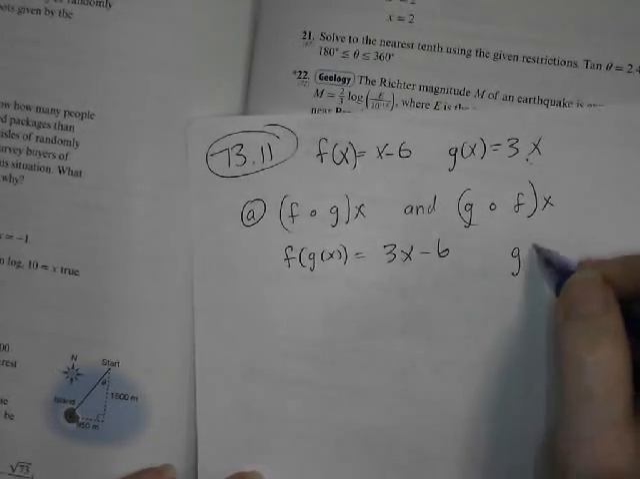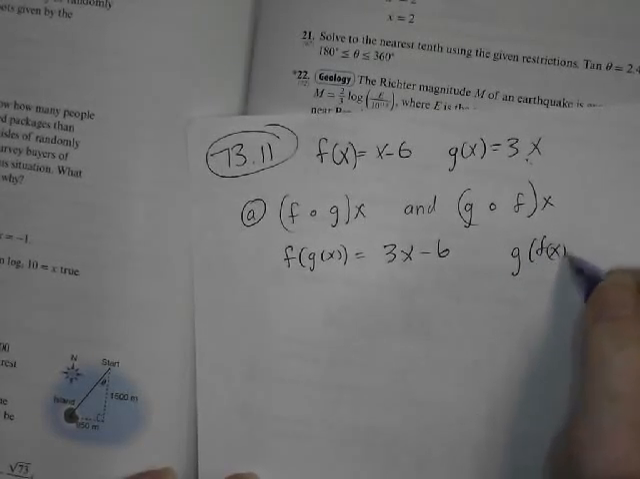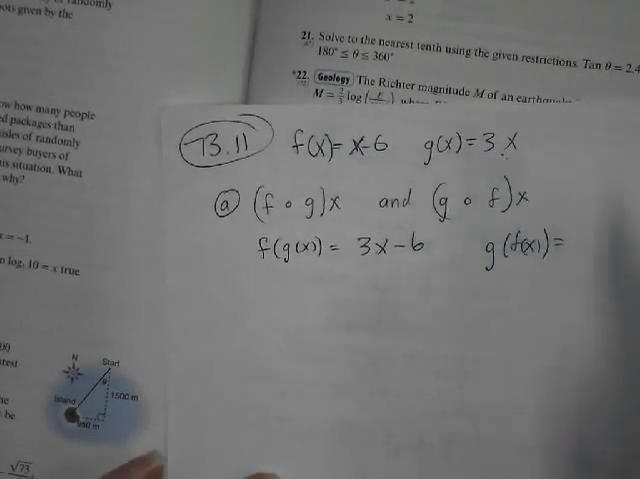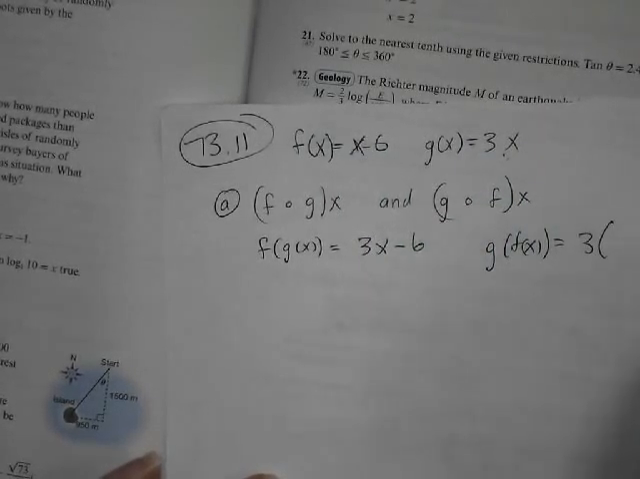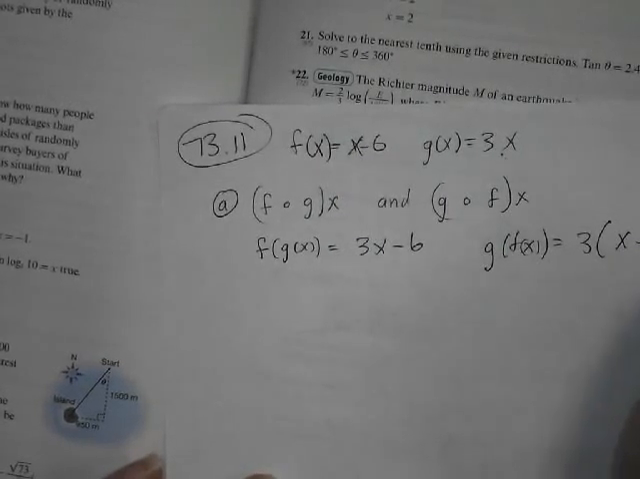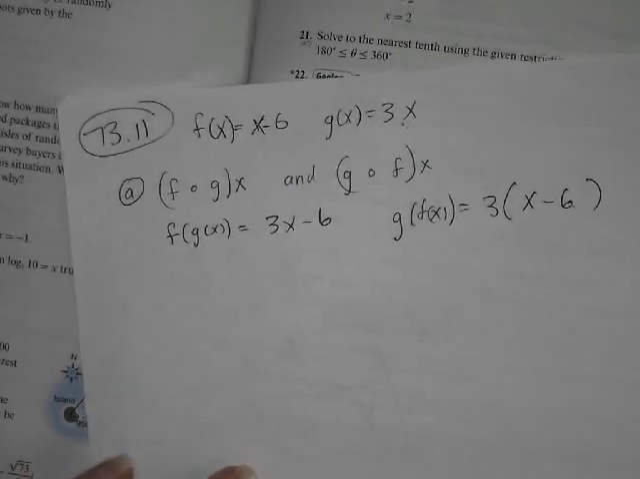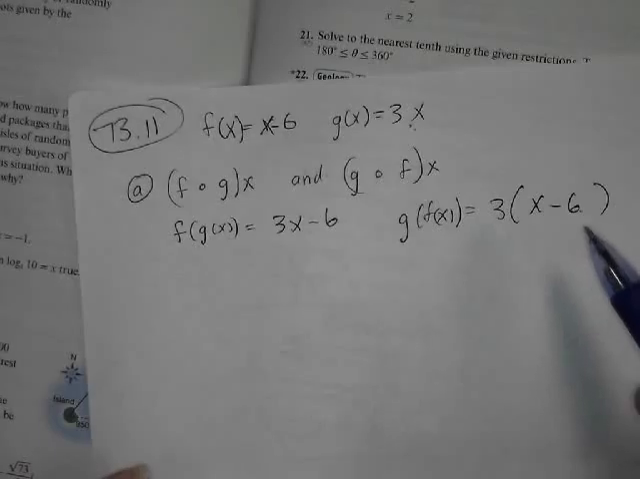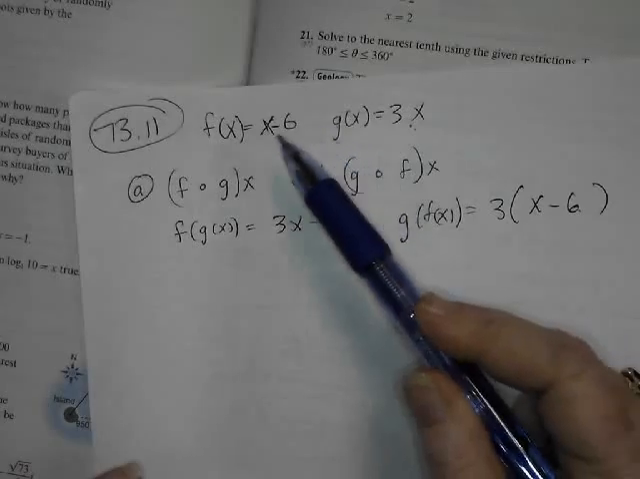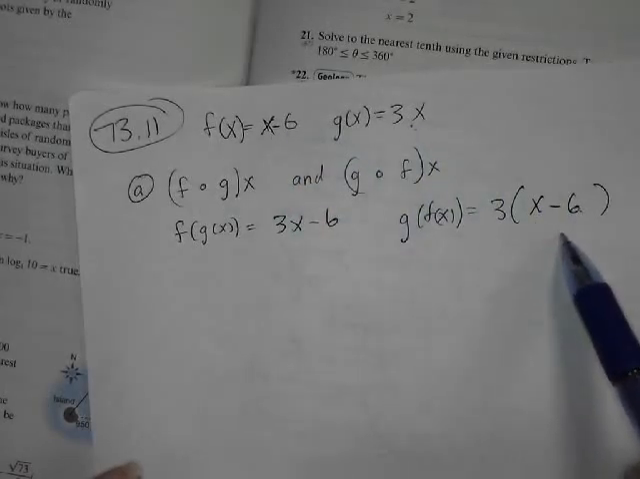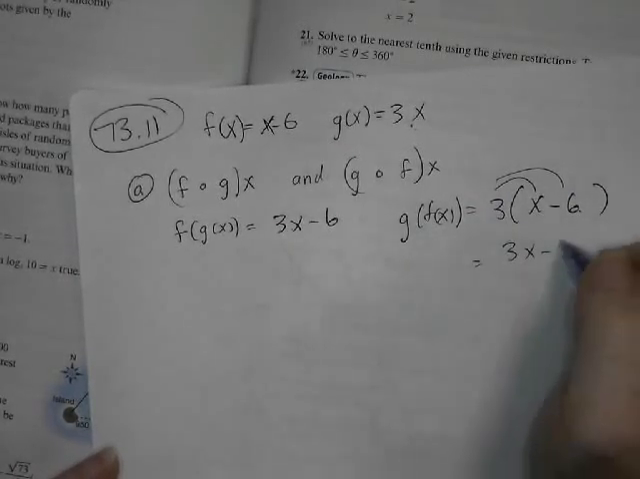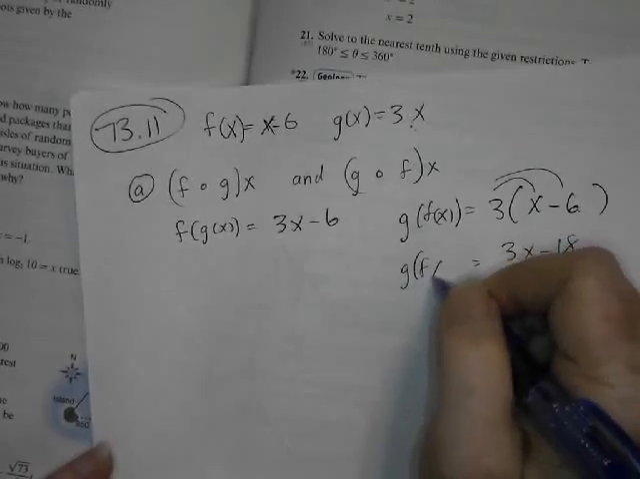And then let's write g of f of x. Well, that's where I'm going to take f of x and plug it into g of x. So g of x is 3 times something, 3 times x. But instead of x, I'm going to plug in x minus 6. So f of x, x minus 6, got plugged in right there. 3 times that. And then you can just fix it up a little bit. You can distribute. That's 3x minus 18. That's g of f of x.